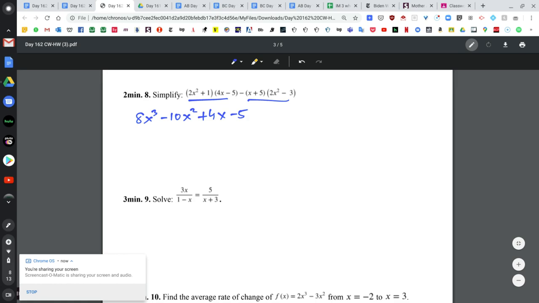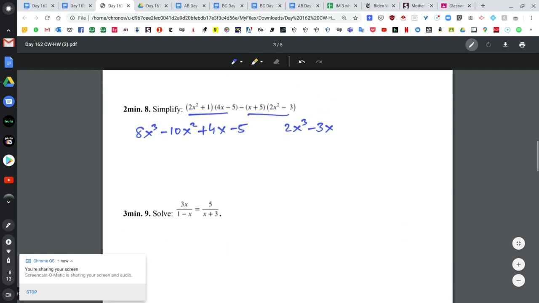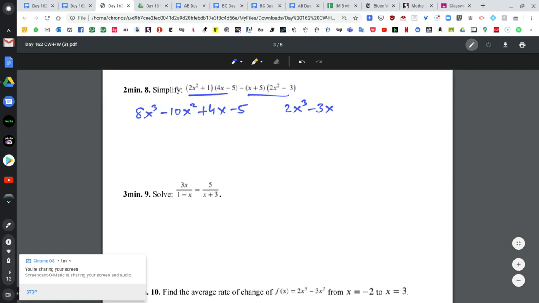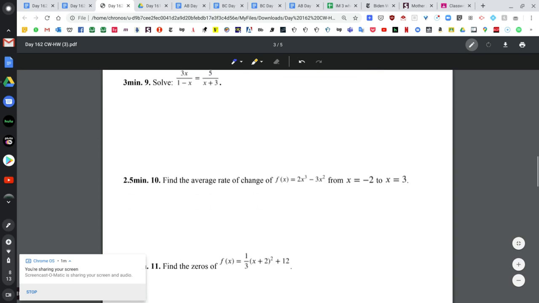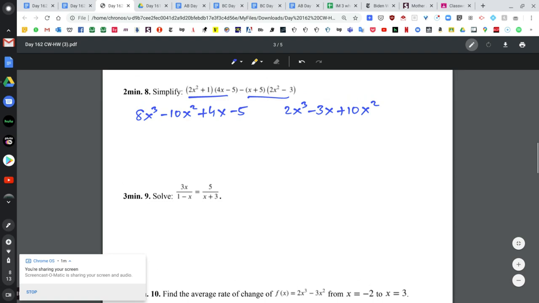X times 2x squared is 2x cubed. X times negative 3 is negative 3x. 5 times 2x squared is 10x squared. And then 5 times negative 3 is negative 15. But careful, when you're multiplying binomials, it's smart to use parentheses here and then parentheses here. And if you're alert, in the middle you have a negative sign.